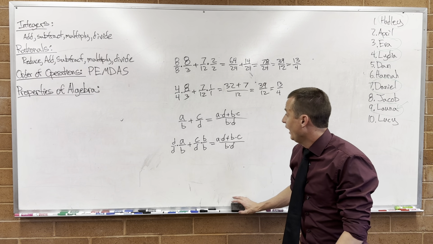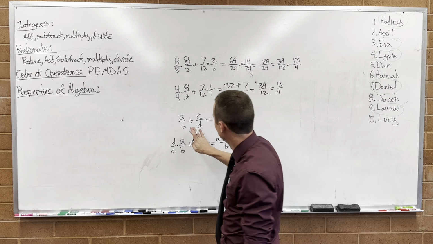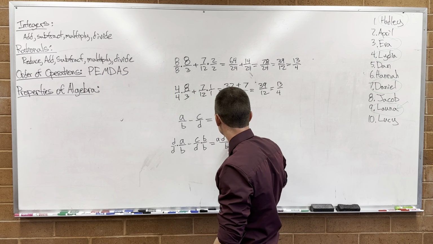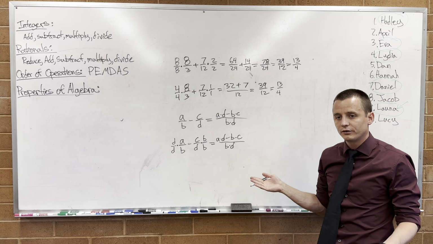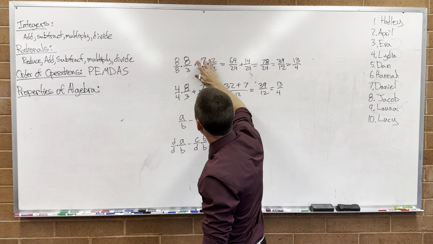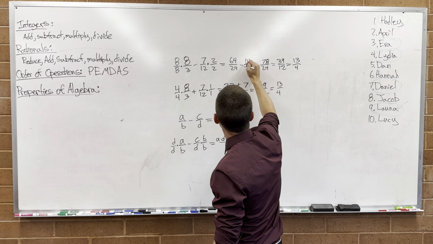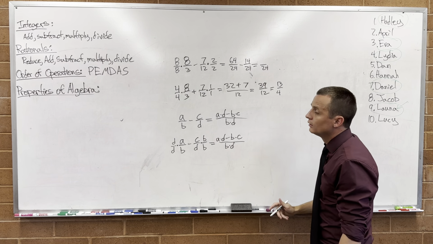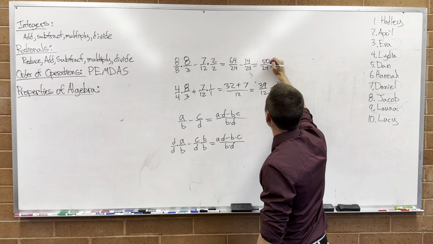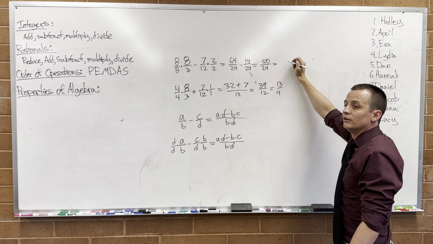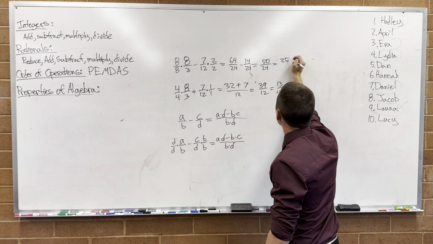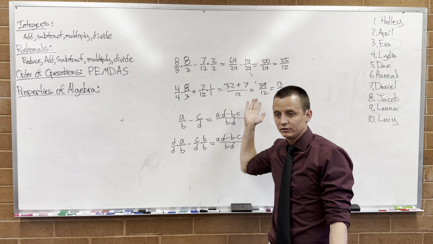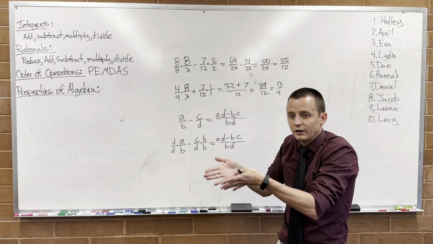Okay. And subtracting is no different from adding. If you were subtracting them, you still get the common divisor, and then you subtract the two numbers from each other. And so if we were instead subtracting up here, that would have been a negative. That would have been a negative. And then here's where we change. 64 minus 14 is 50. So we would have gotten 50 over 24, which is the same thing as 25 over 12. Perfect. So that's the only difference between adding and subtracting. You still have to get the common divisor. And then you just subtract the two numerators rather than adding the two together.